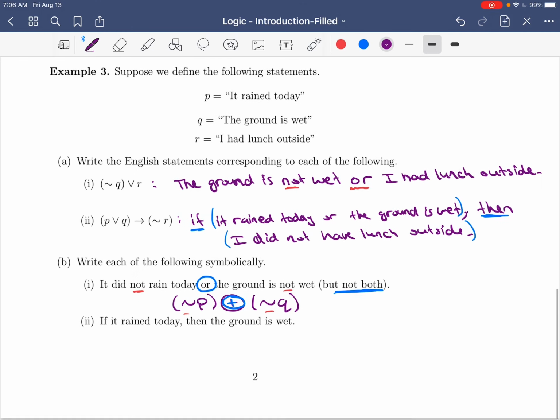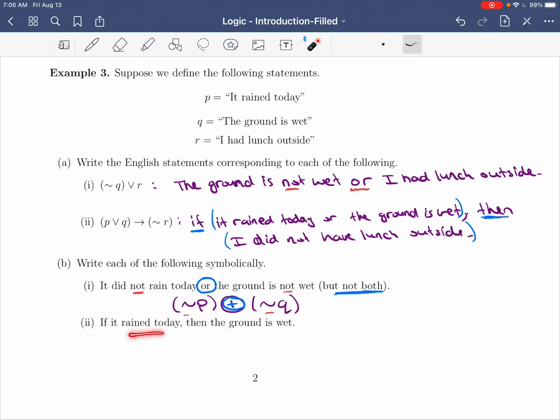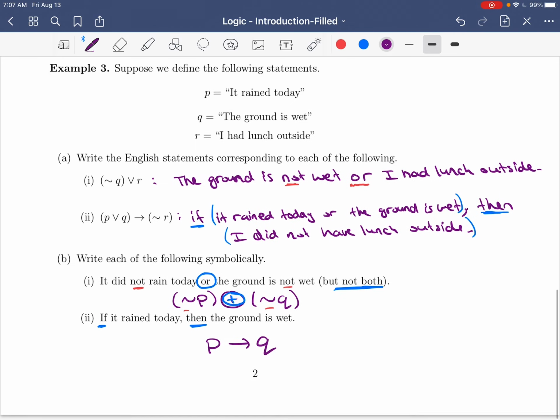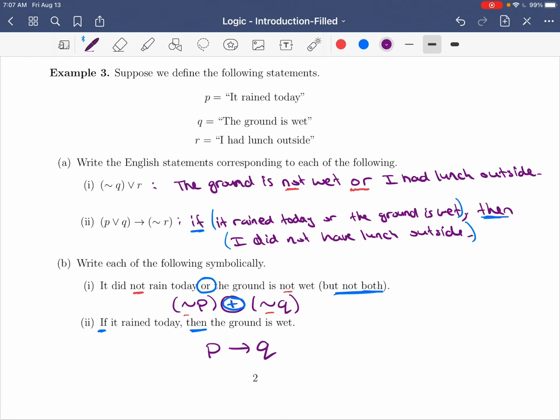Okay, let's try another one. If it rained today, then the ground is wet. Okay, so I'm seeing the if then, so I'm thinking I need an implication. It rained today is P, and the ground is wet is Q. So I think this is actually just P arrow Q. So if P, then Q. Okay, so that's a quick introduction into logic and simple statements and combining them into compound statements.